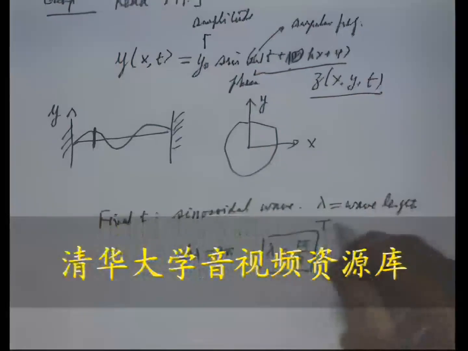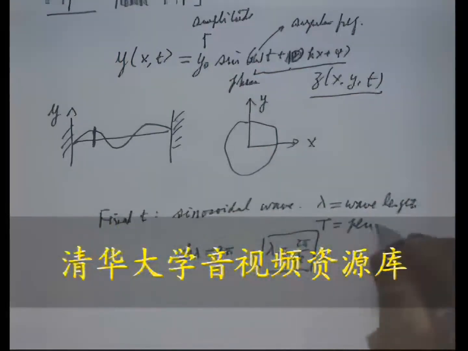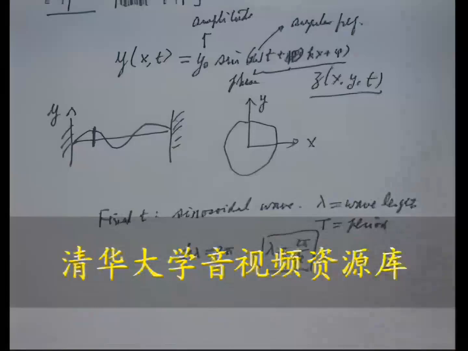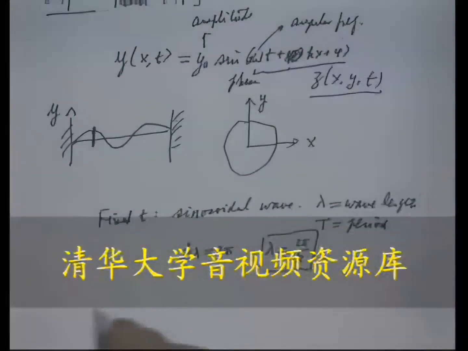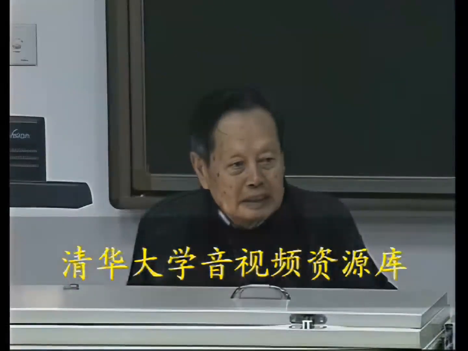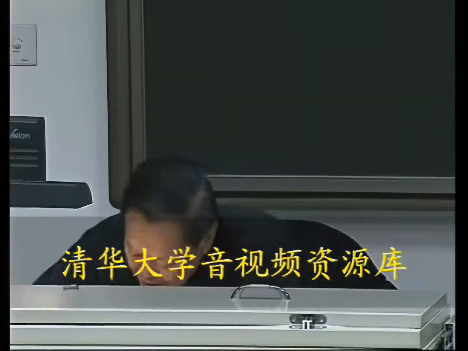T is called period. Period means for a fixed point, fix x, then when t increases by capital T, the period, the phase should increase by 2 pi. So omega times T is equal to 2 pi. So therefore T is equal to 2 pi over omega.